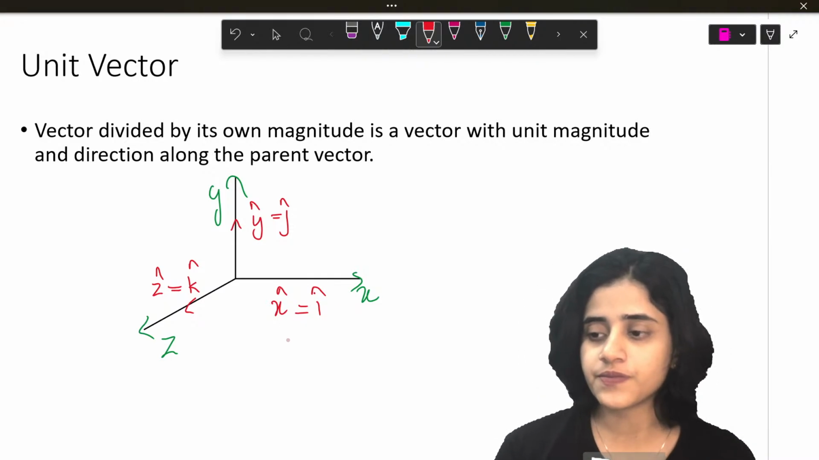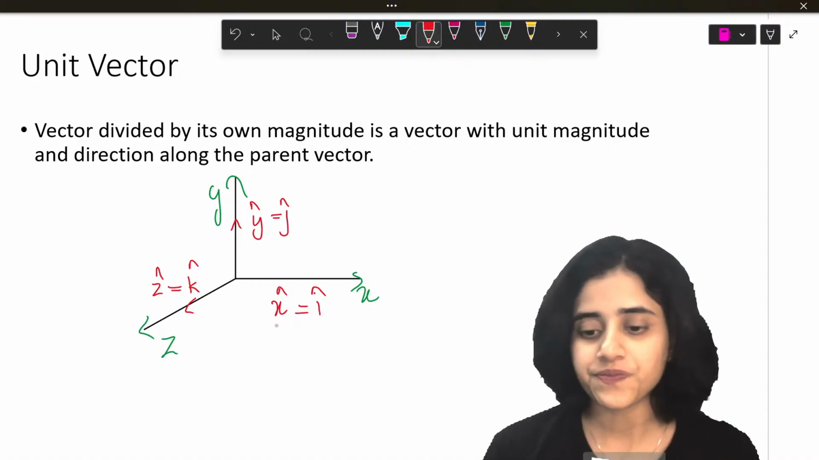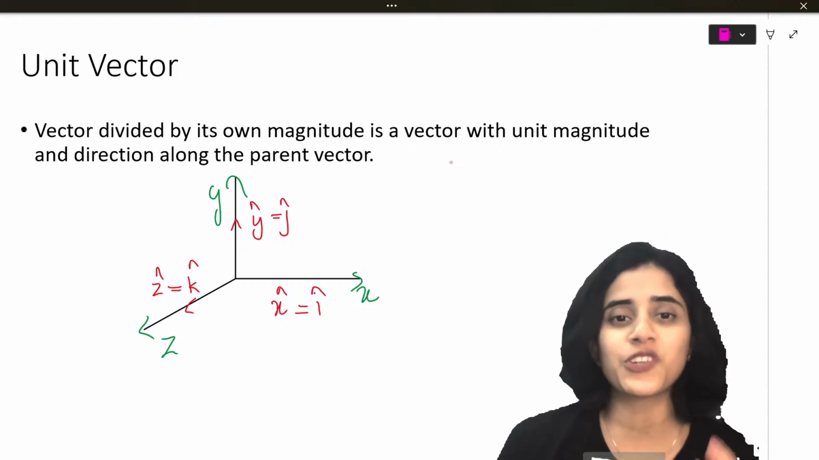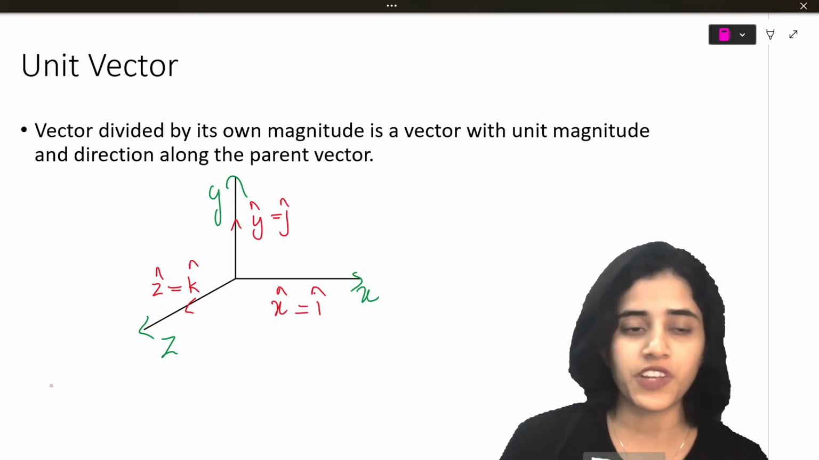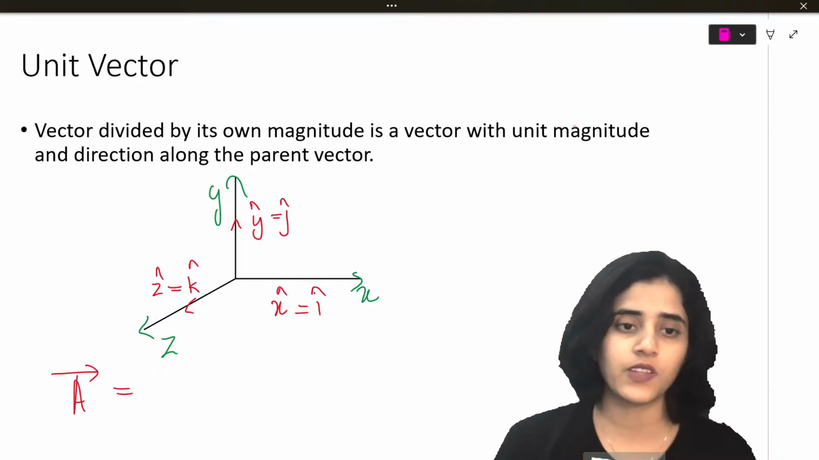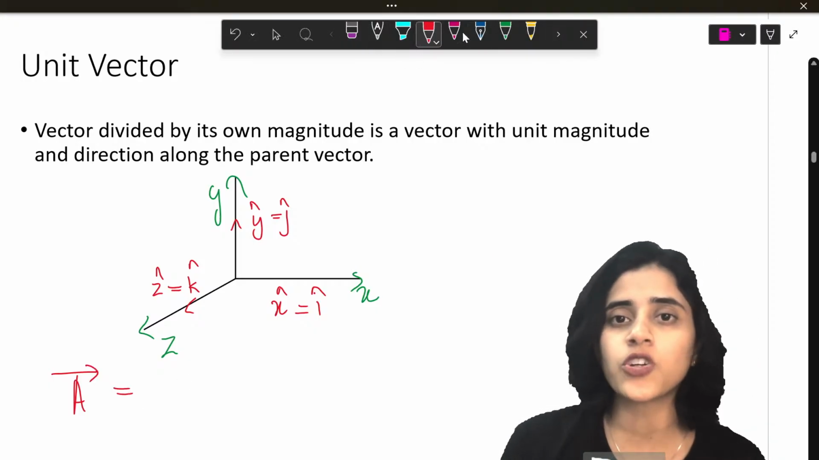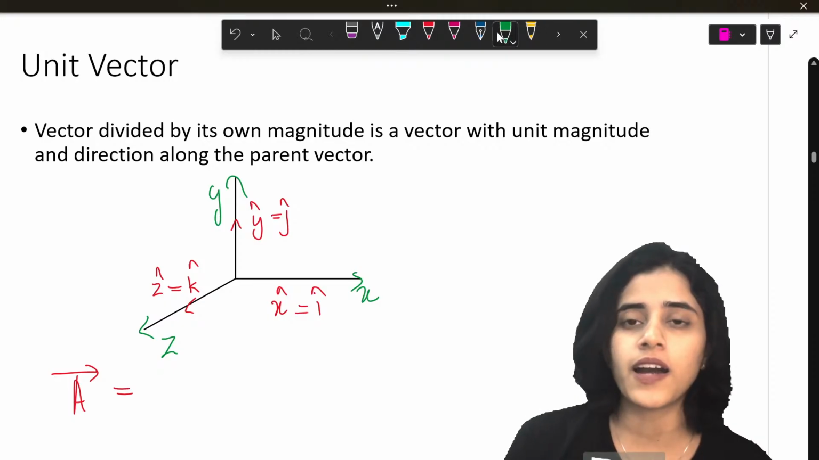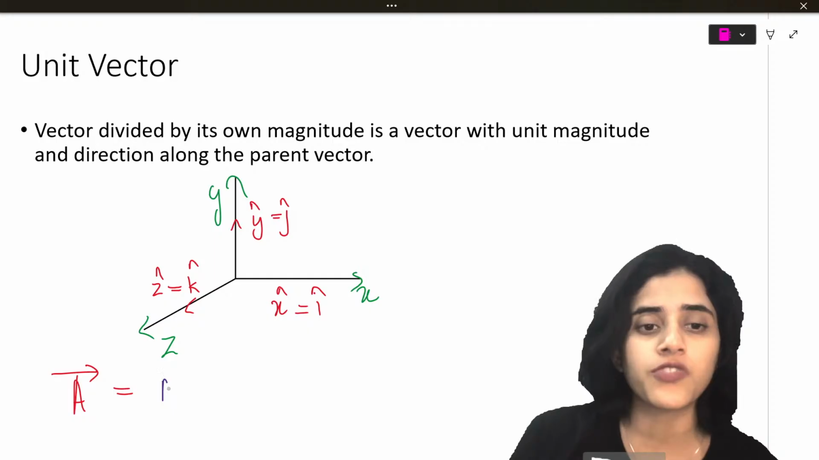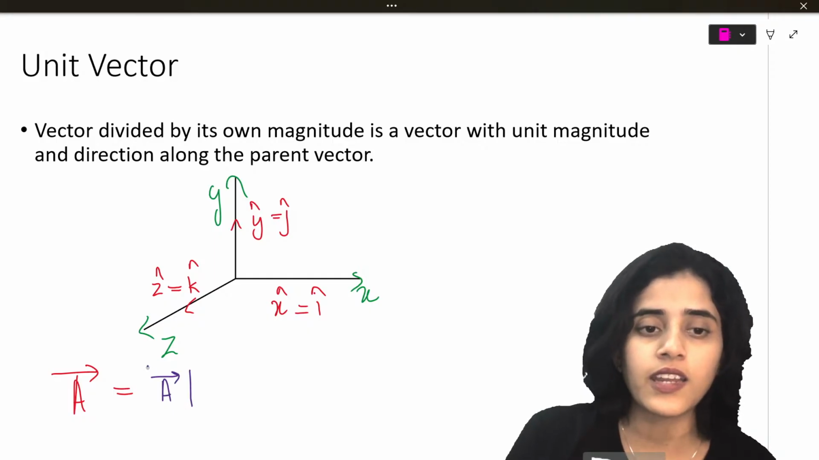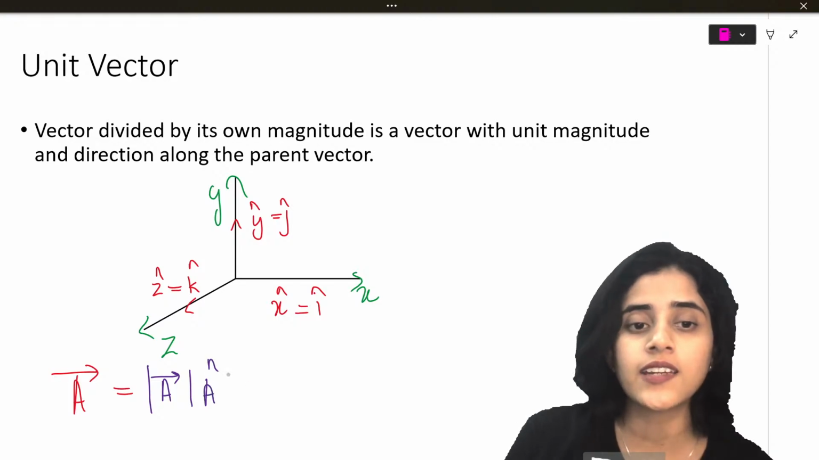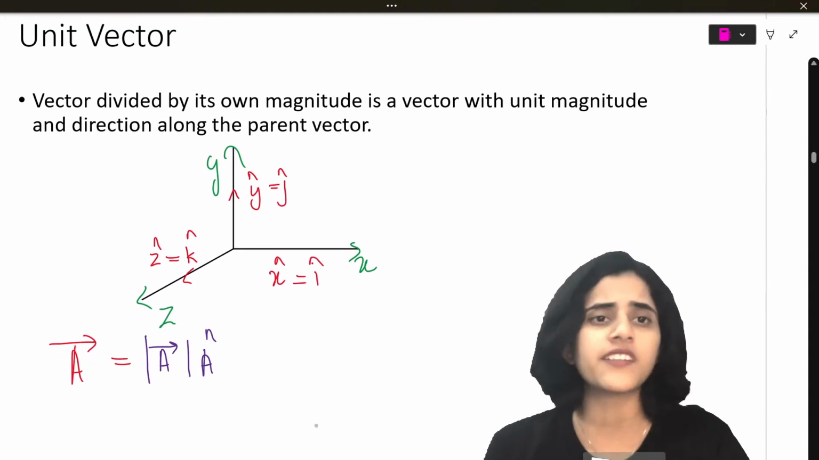Now, what is a unit vector? That is what we are going to discuss here. So let's first represent a vector. There's a vector A. How do you represent a vector A? By looking at its magnitude. How will you represent magnitude of A? A between the lines. How will you represent direction of A? A cap. This is how you generally represent vectors.